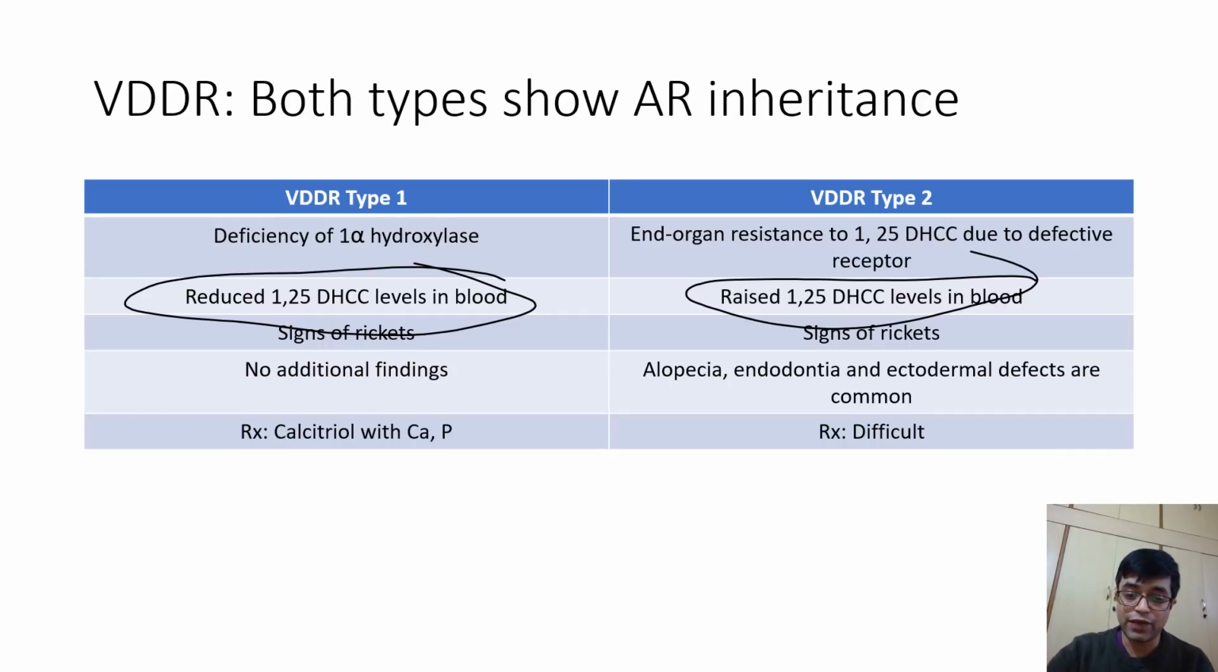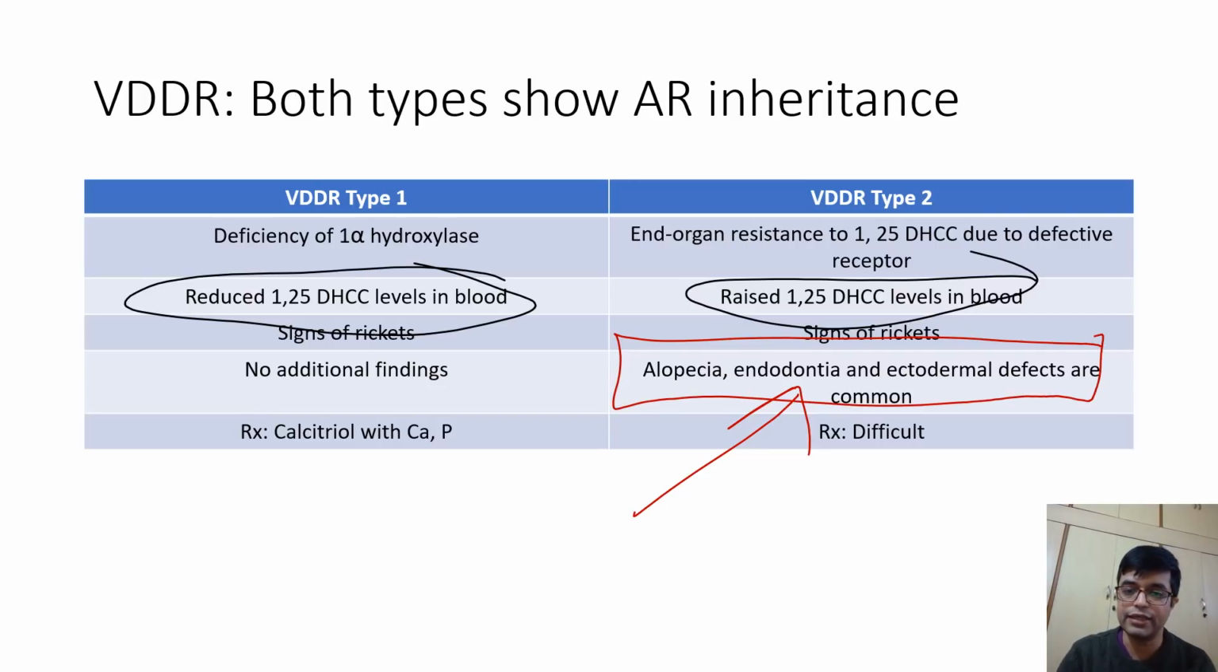And additional finding, which is a potential MCQ if I'm an examiner, type 2 rickets will be showing some additional abnormalities, alopecia, dental abnormalities like anodontia and ectodermal defects, whereas no systemic findings other than rickets are found in type 1. Treatment of type 1, calcitriol with calcium and phosphorus. Type 2 treatment is difficult. Most of these children tend to develop the so-called brittle rickets where the management is difficult.